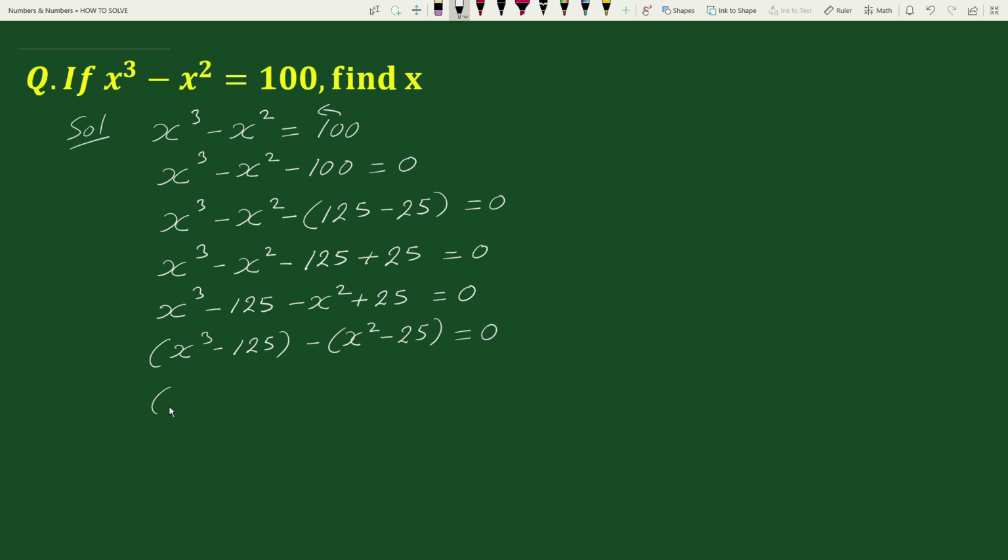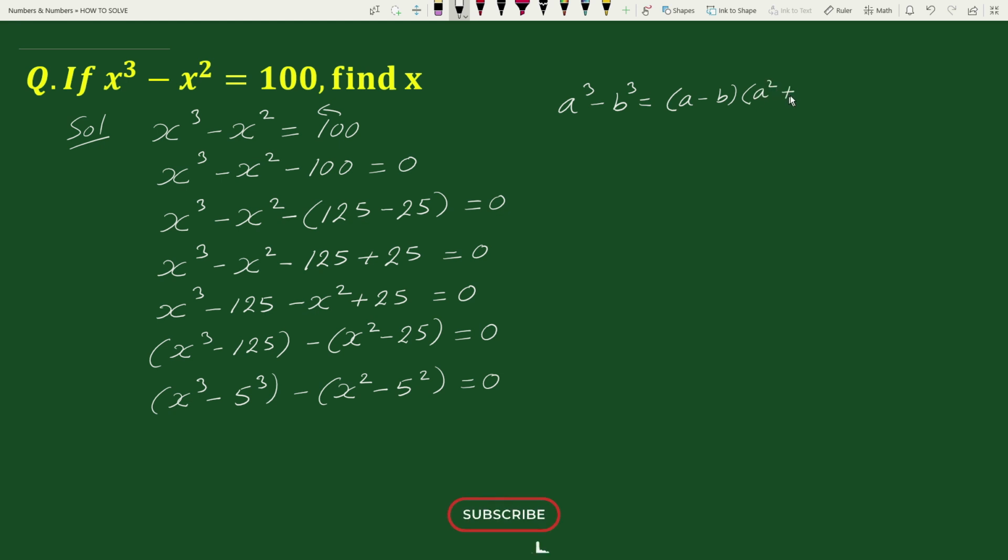This equals x cube minus 125, which can be written as 5 cube, minus x square minus 25, which can be written as 5 square, equals 0. Now we will factorize x cube minus 5 cube using the algebraic formula: a cube minus b cube equals a minus b times a square plus ab plus b square.